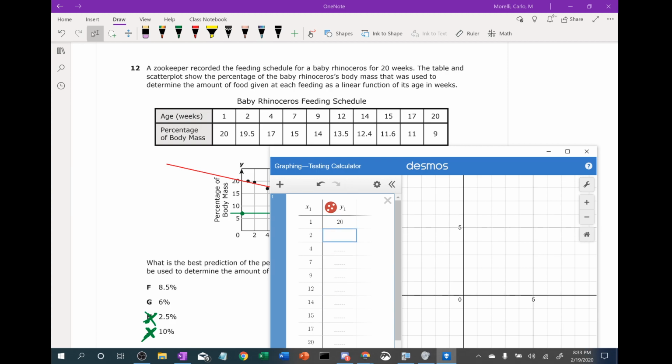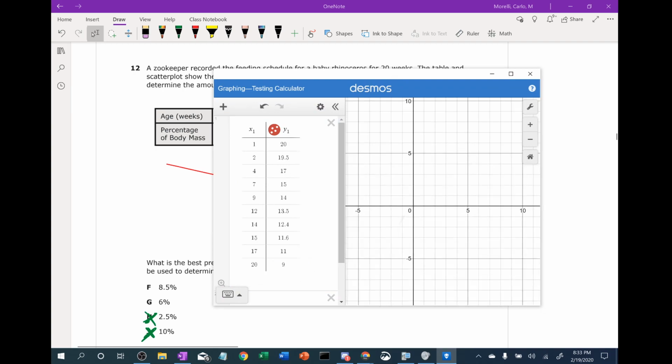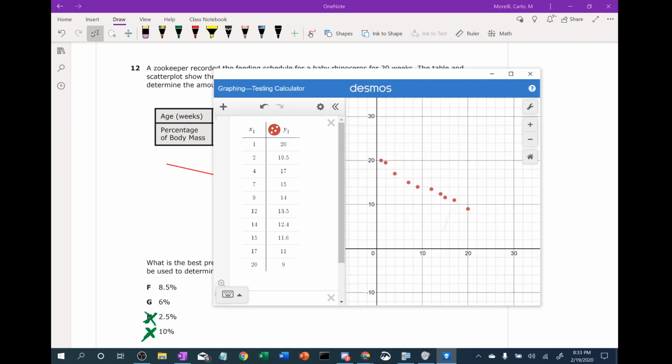20, 19.5, 17, 15, 14, 13.5, 12.4, 11.6, 11, and 9. Okay? So you should actually be able to see all that data plotted.